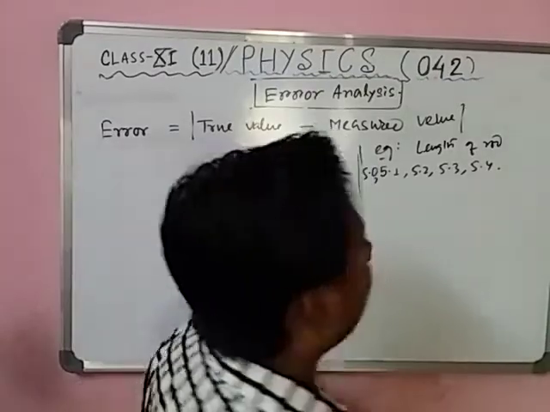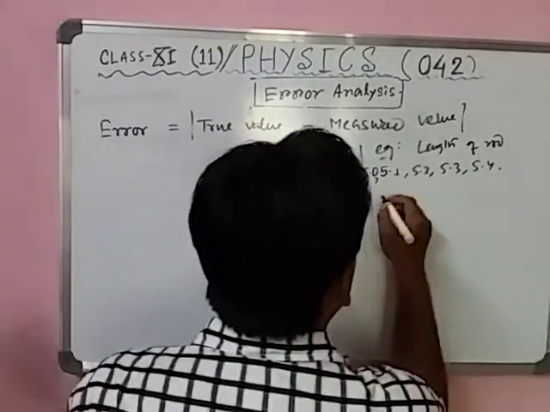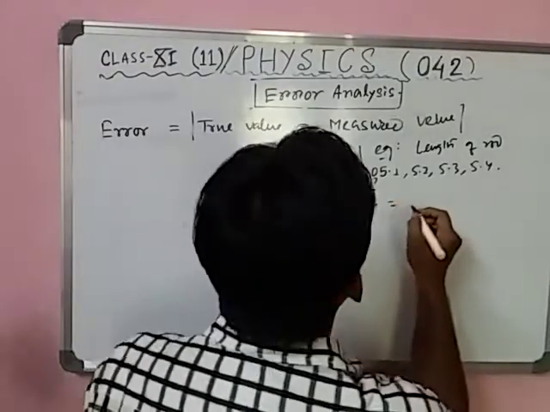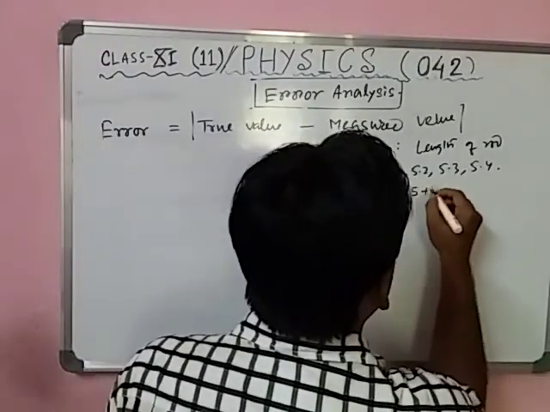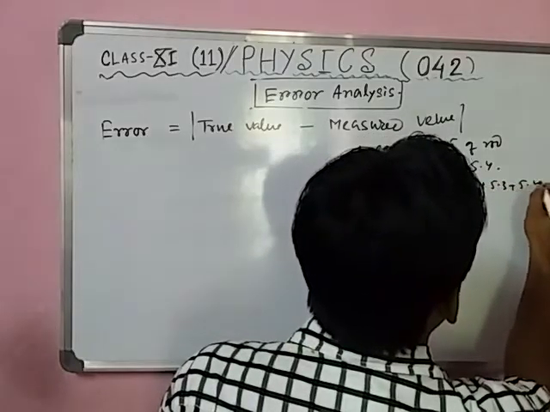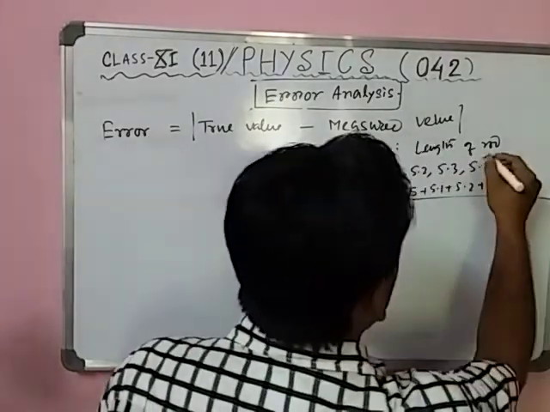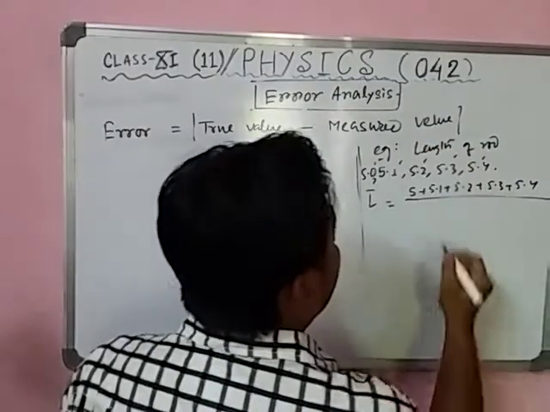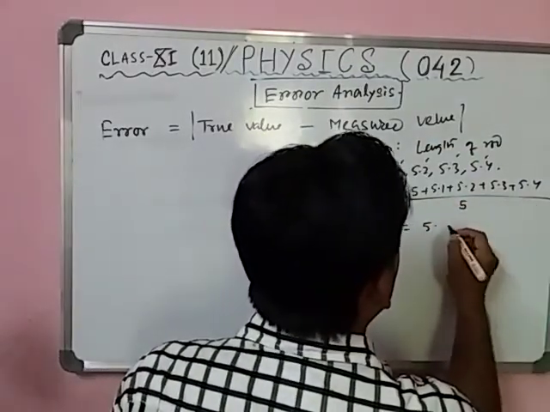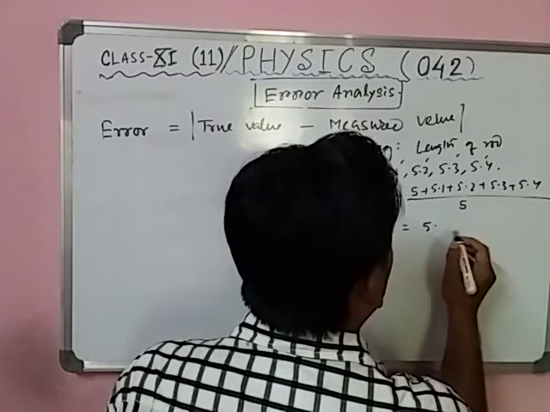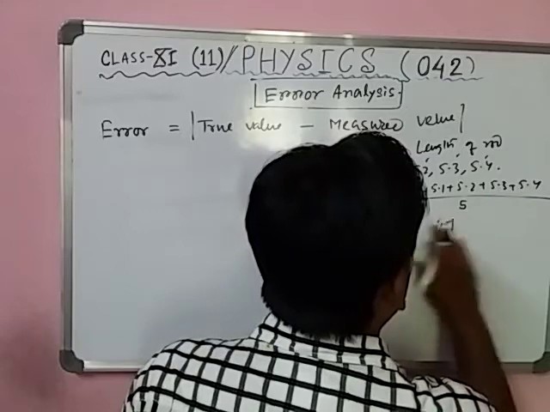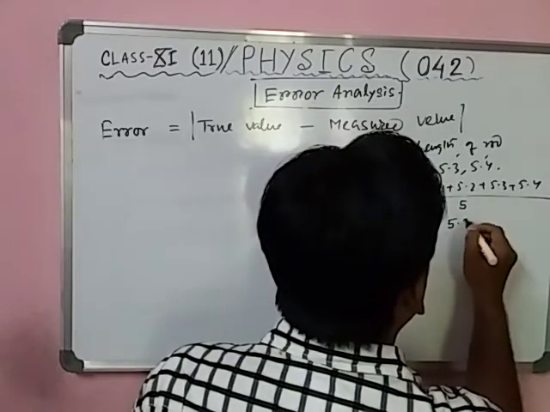First of all, you have to take the mean. Mean of the length, L bar, means 5.0 plus 5.1 plus 5.2 plus 5.3 plus 5.4, divided by the number of observations, which is 5. So we get 26 by 5, which is 5.2.